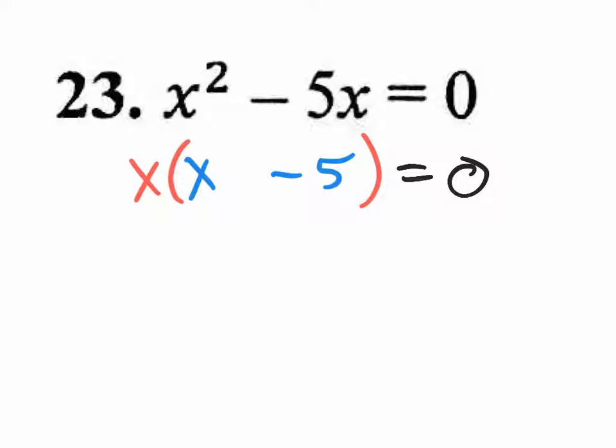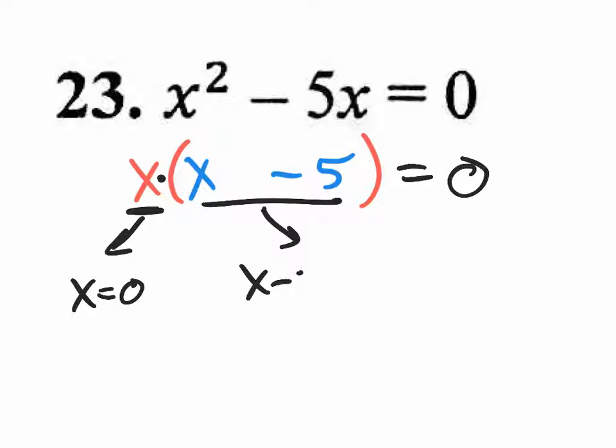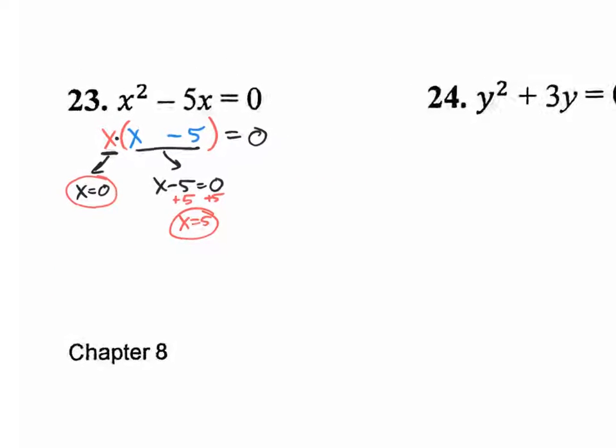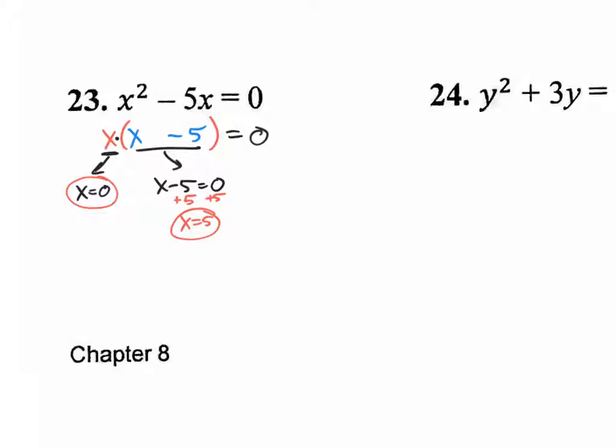So now that it's factored, now that we have x times x minus 5 equals 0, now we're able to split them, set them each equal to 0, and then you solve. Now the one on the left is already solved. The one on the right, all it takes is one step. And there's your answer. Okay? So we need to recognize that on some problems we're going to have to factor.